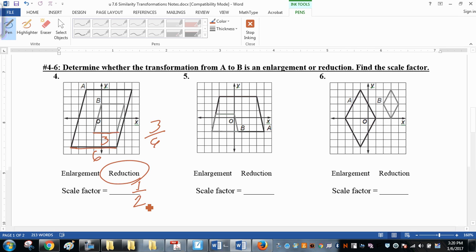All right, hopefully we're seeing this pattern. Large going smaller, reduction. Again, horizontal side. Let's use this one. 1, 2, 3, 4, 5. Come on, pen.